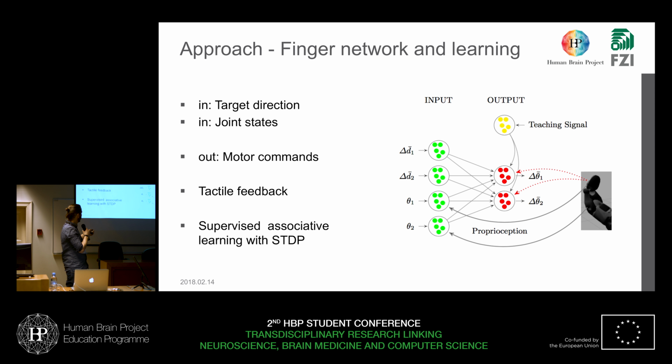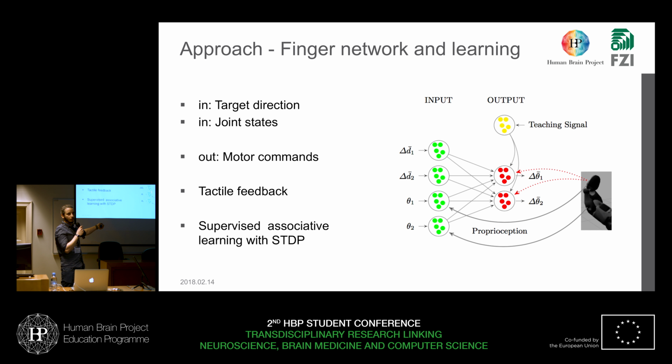Now this goes into more detail on the finger part. Basically, we have a 2-layer network. In the input, we have the proprioception, which here is the joint states. And we have a target direction vector, which tells the finger in which direction it has to move. It's normalized. And the output is the deltas that control the changes in the joints. This is pretty much everything.